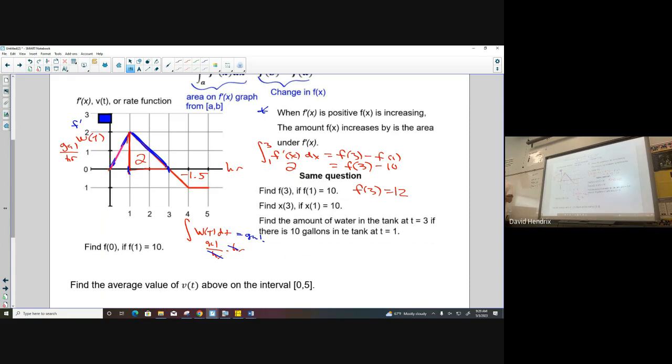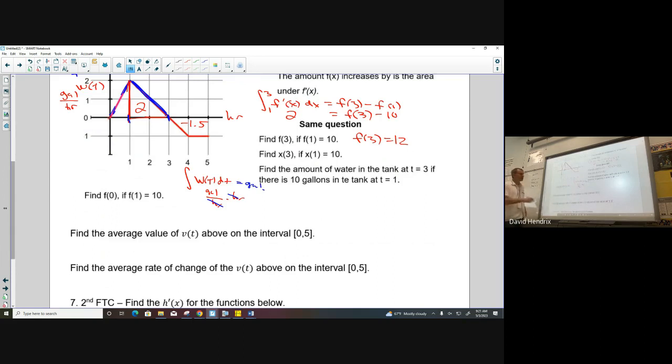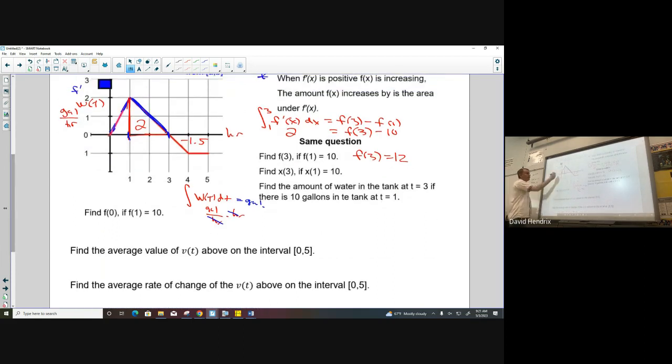Questions over that? If we were going to go backwards, realize f prime increased from 0 to 1 by 1 unit, right? From 0 to 1. So if we know we're at 10 at time equals 1, how much would we have to have been at time equals 0? Yeah, that's right, 9. So f of 0 had to equal 9, because we had to increase by 1 unit from 0 to 1.